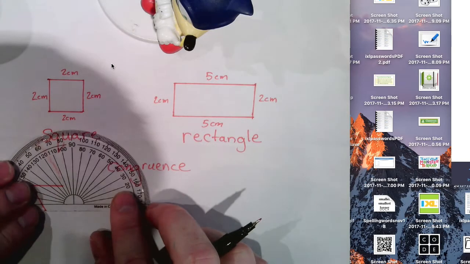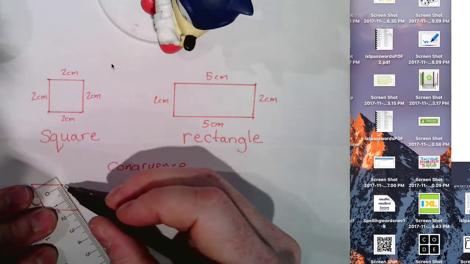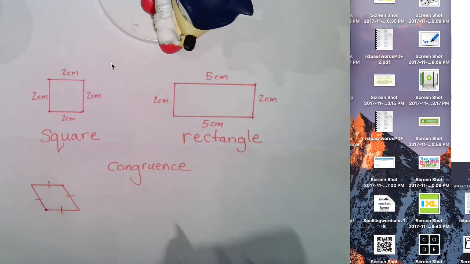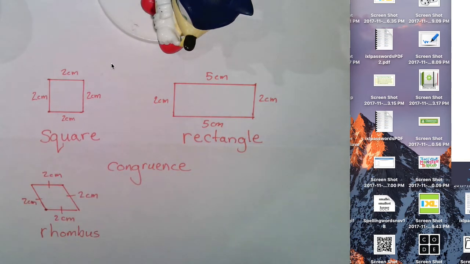So a rhombus has all sides that are congruent. So a rhombus is kind of like a square because all sides are the same length. What do you notice about the sides? The sides are all equal lengths. So again, that word congruence. So a rhombus has sides that are all equal lengths.